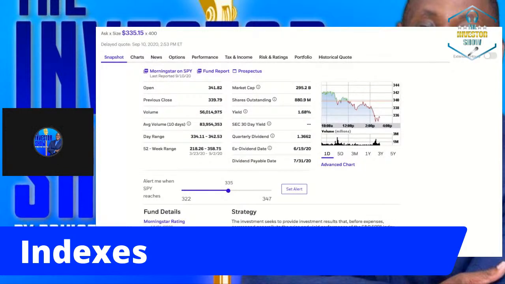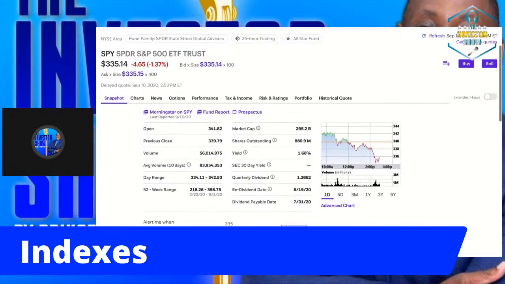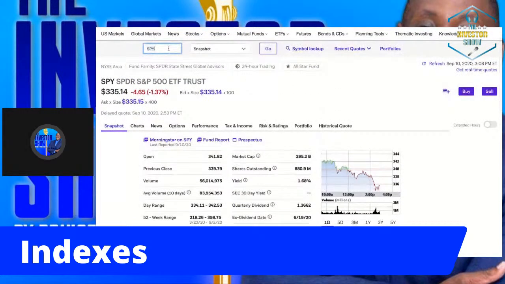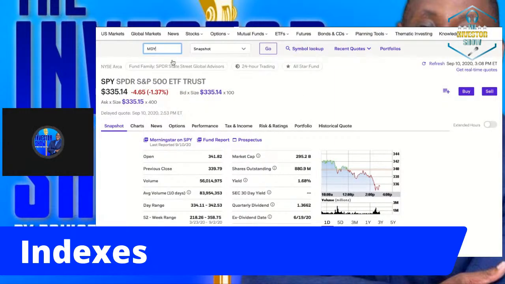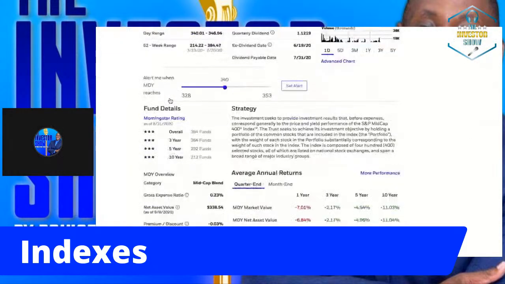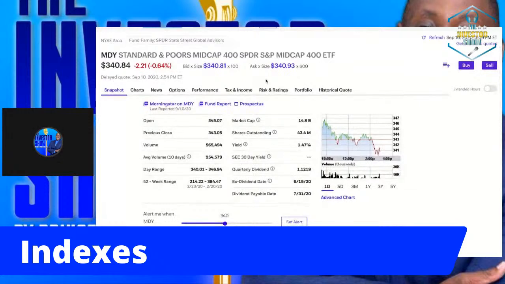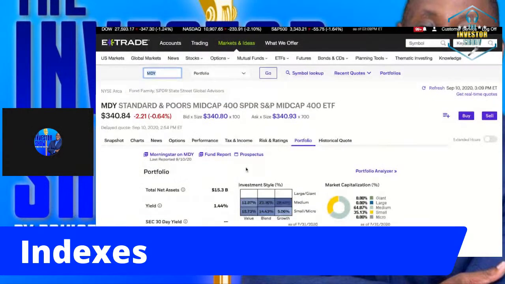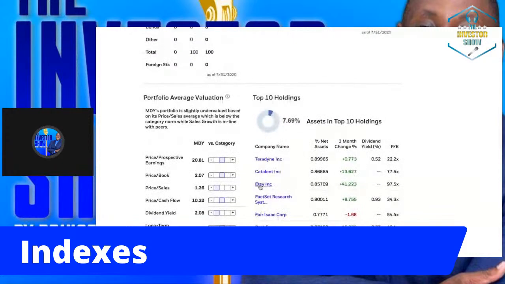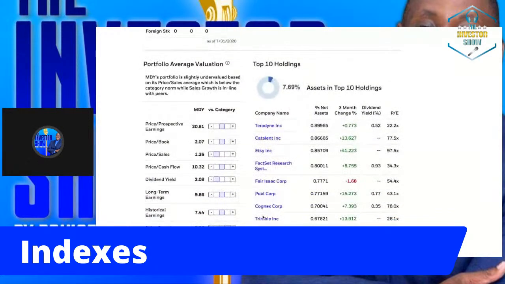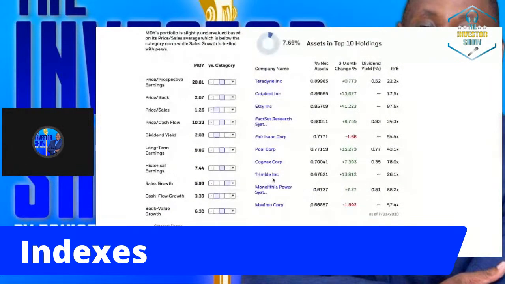Another index, you can go to the MDY. That's Mike Delta Yankee, MDY. This is the S&P 400 companies that they pick that are in the mid cap. We can go to the portfolio to see what they're tracking. Right here, we can see the top companies they're tracking. I haven't heard of them. Estes, I haven't heard of that one. But these are the ones that are mid cap companies, right? The top ones that they're tracking.